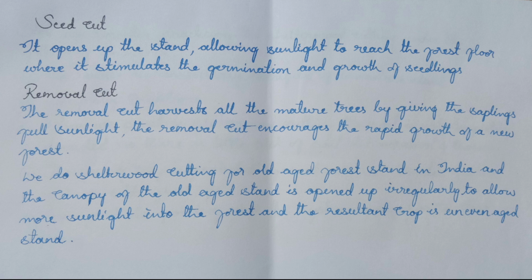Yes, as we discussed earlier, we do shelterwood cutting for old-aged forest stands in India. And the canopy of the old-aged stand is opened up irregularly. The stand is opened up in the sense that we do shelterwood cutting to remove the crop and to allow more sunlight. This way the stand is opened up irregularly and the resultant crop is an uneven-aged stand, which means the crop age varies from one to another.